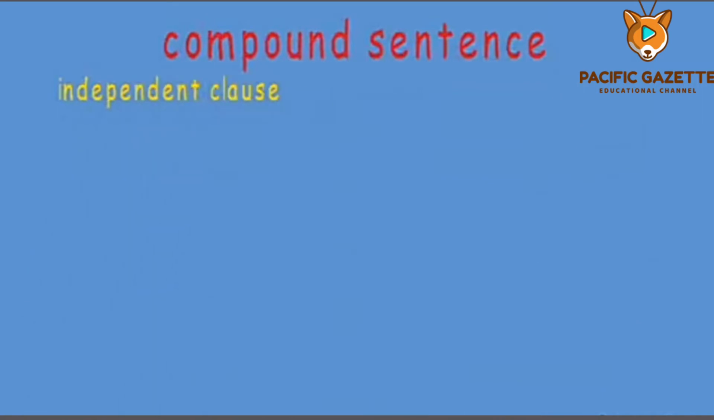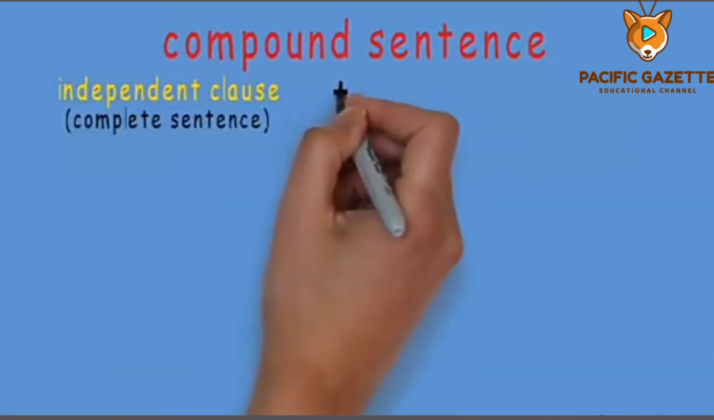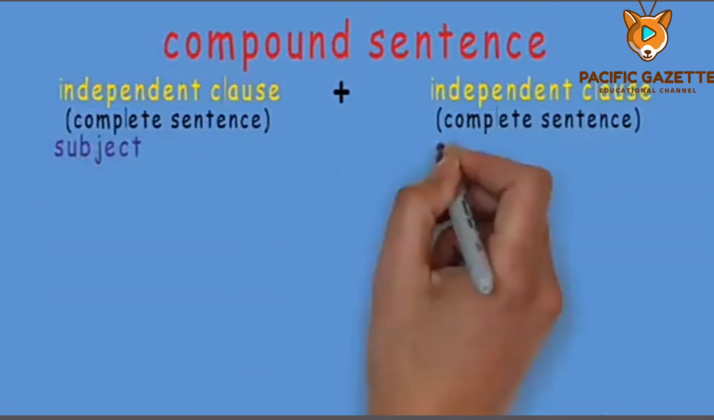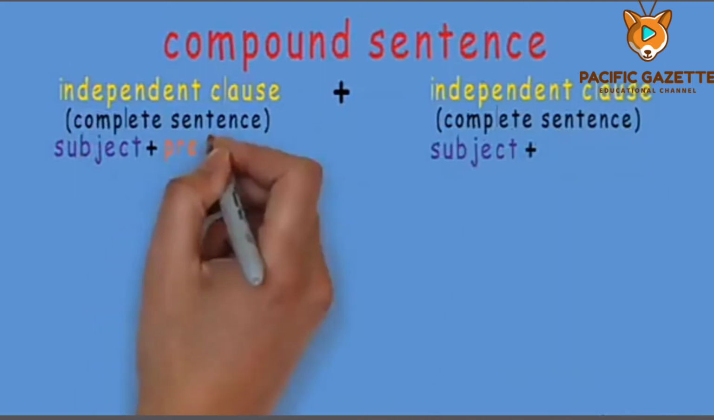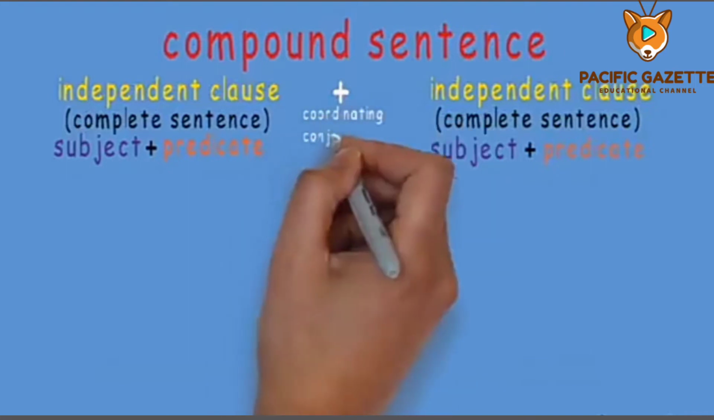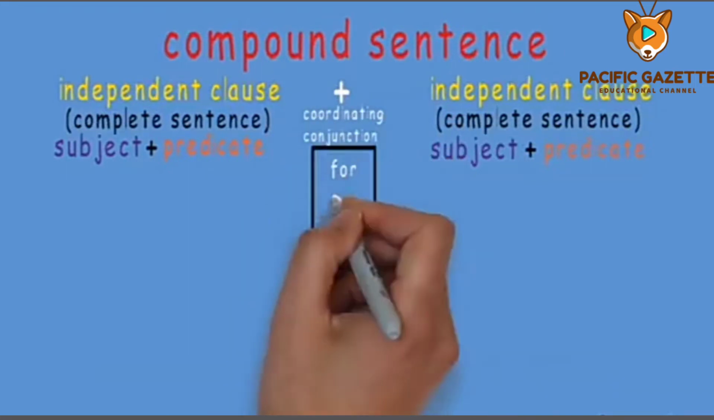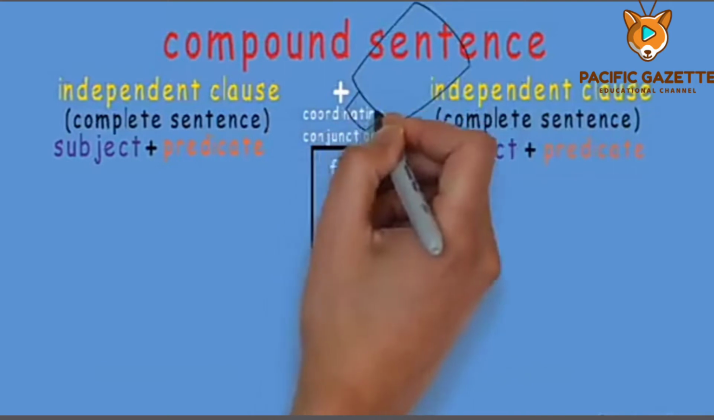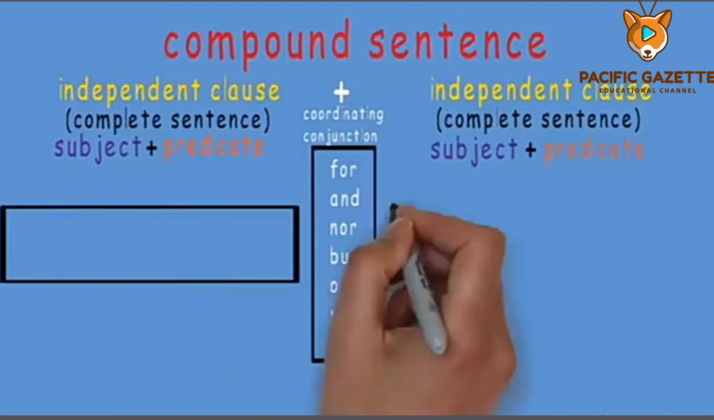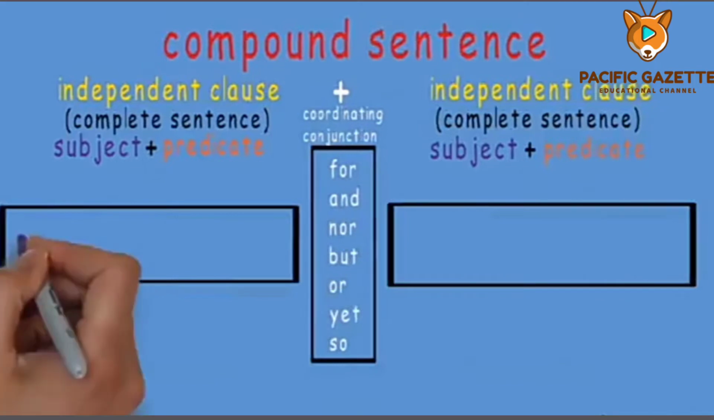A compound sentence has two independent clauses, wherein an independent clause is a complete sentence. We have the subject plus the predicate. And these two independent clauses are connected with the coordinating conjunctions. And they are the FANBOYS. We have the for, and, nor, but, or, yet, and so.